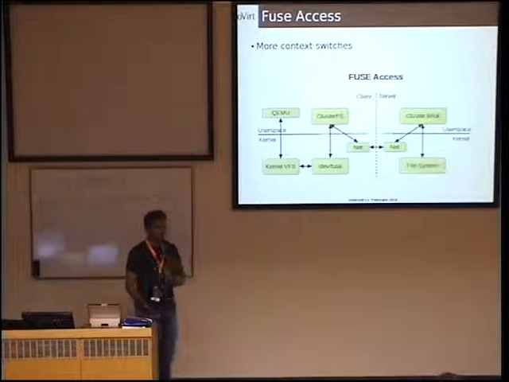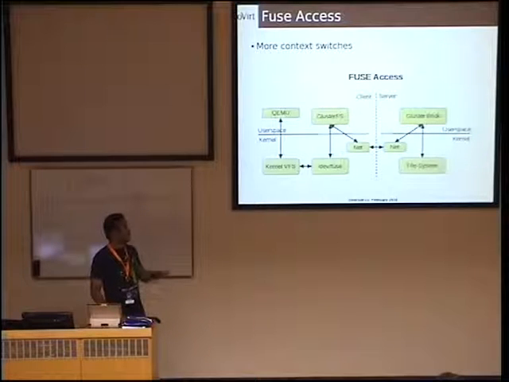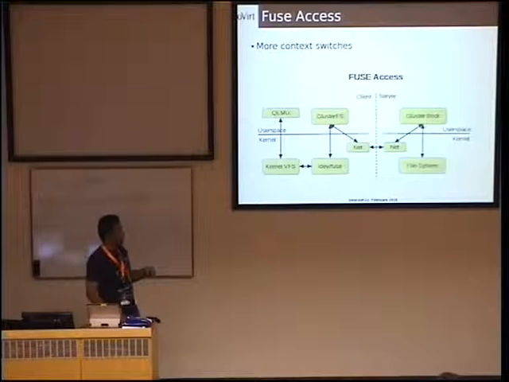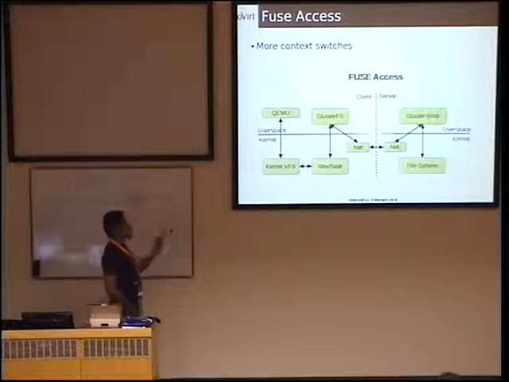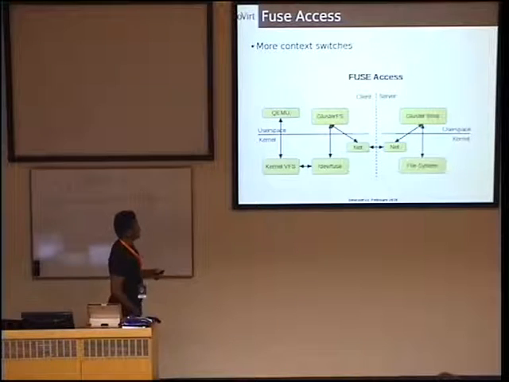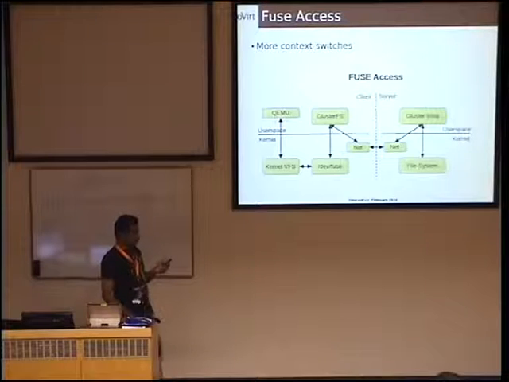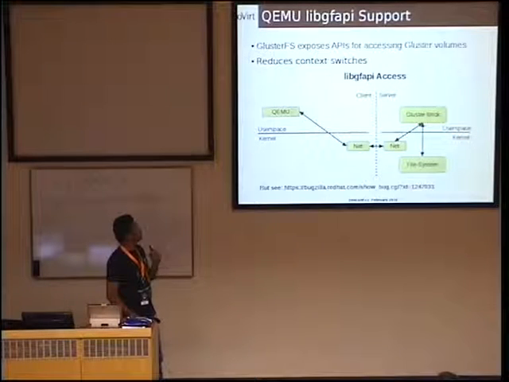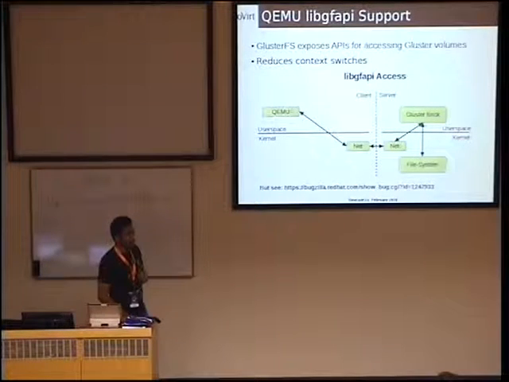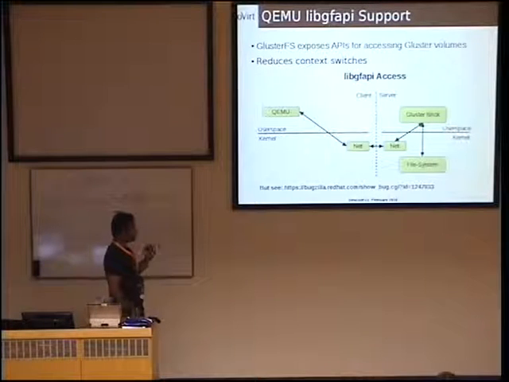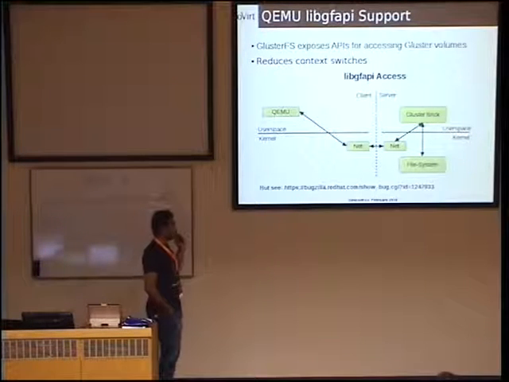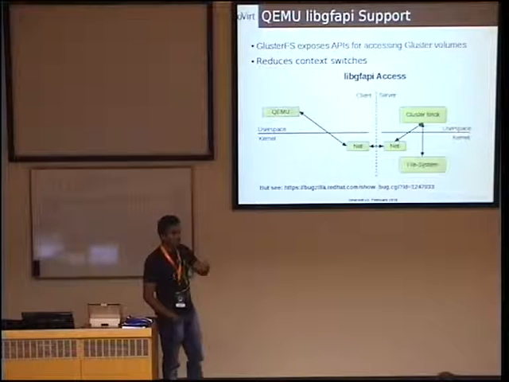If you see from here, there are a lot of context switches happening from user space to kernel space. Ideally 5 switches here. This is not performing well. So what we have is something called libgfapi support. This helps you to communicate directly to the Gluster brick and get your volume data.